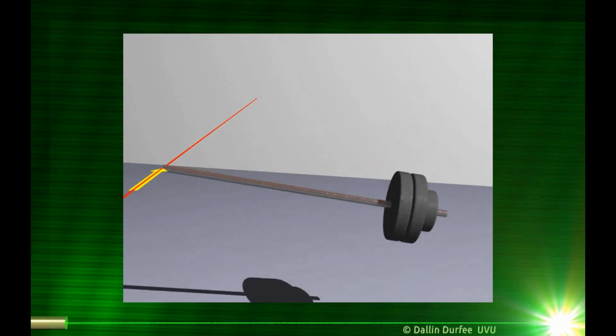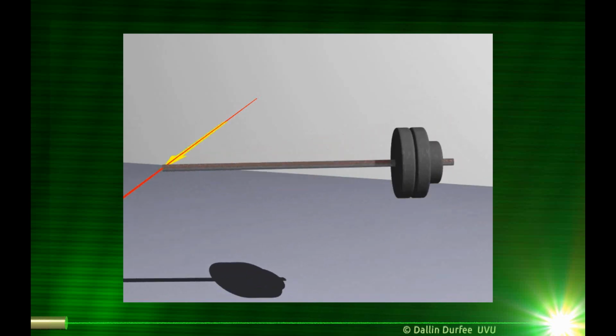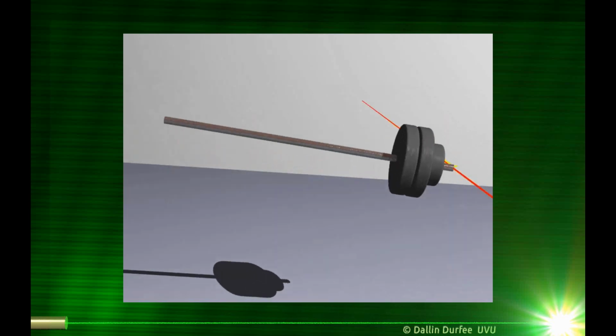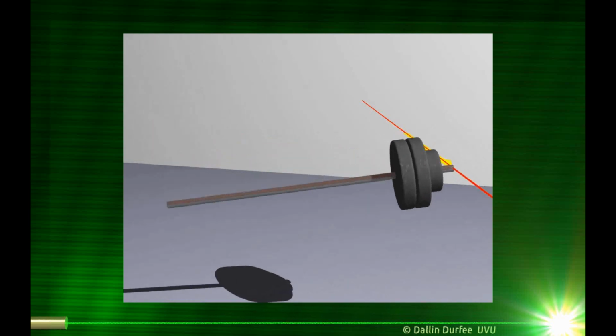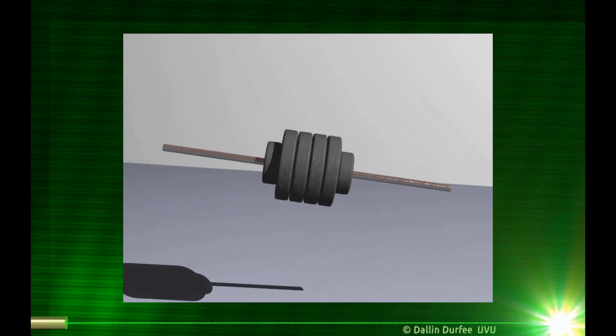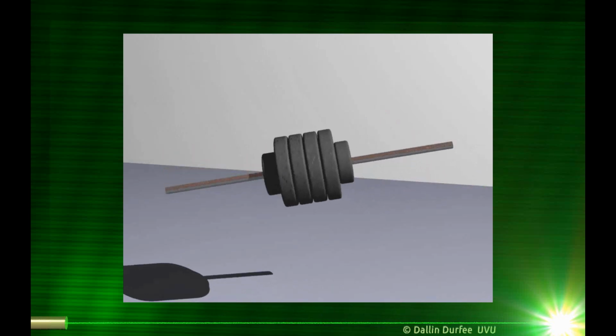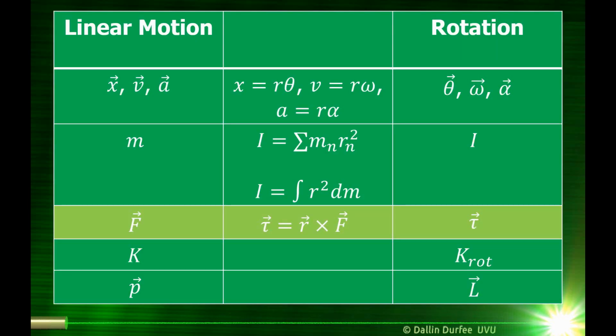We decided that the moment of inertia for doing this type of rotation about this axis was different than the moment of inertia about this axis. We also decided that the moment of inertia depends on how the weight is distributed relative to the axis. Okay, so that's the end of our review. Now we're going to talk about torque.